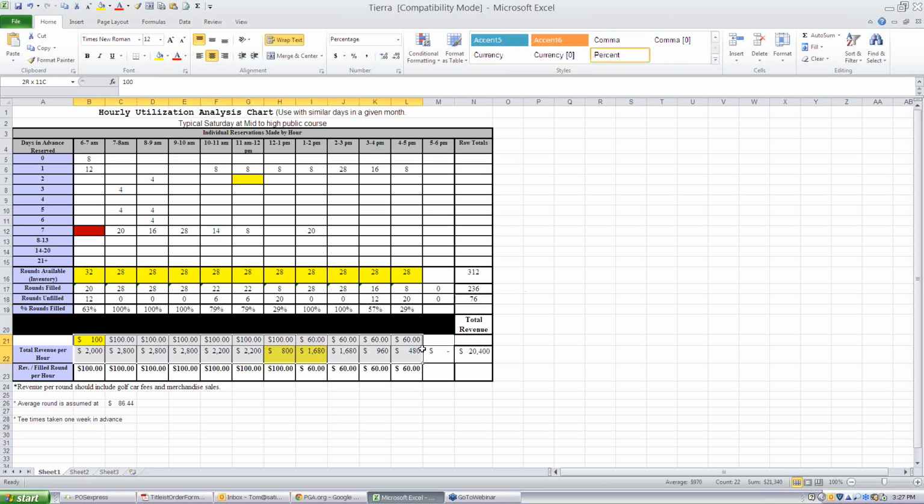This line down here is just your average green fee for those hours. This here is simply the number of players times your green fee. Here, in this case, we had 20 players times $100 green fee, simply $2,000. This just multiplies across. And this is the price that you charge during those hours. So during those hours, this is what you were charging. That's what gives you those numbers.